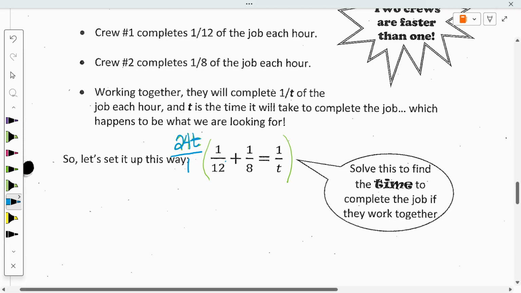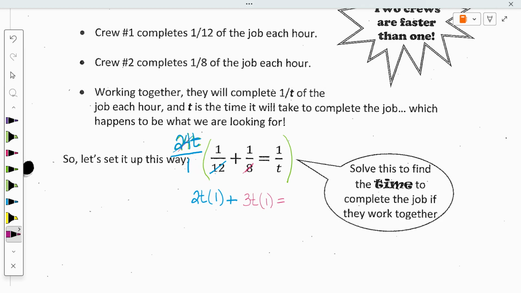How many times does 12 go into 24? 2. So this is really 2T times 1. That takes care of the first fraction. Plus, how many times does 8 go into 24? So this is really 3T times 1 equals, do you guys see what I'm doing? How many times does T go into 24? 24 times, right? The T's cancel out, you're left with 24 times 1.